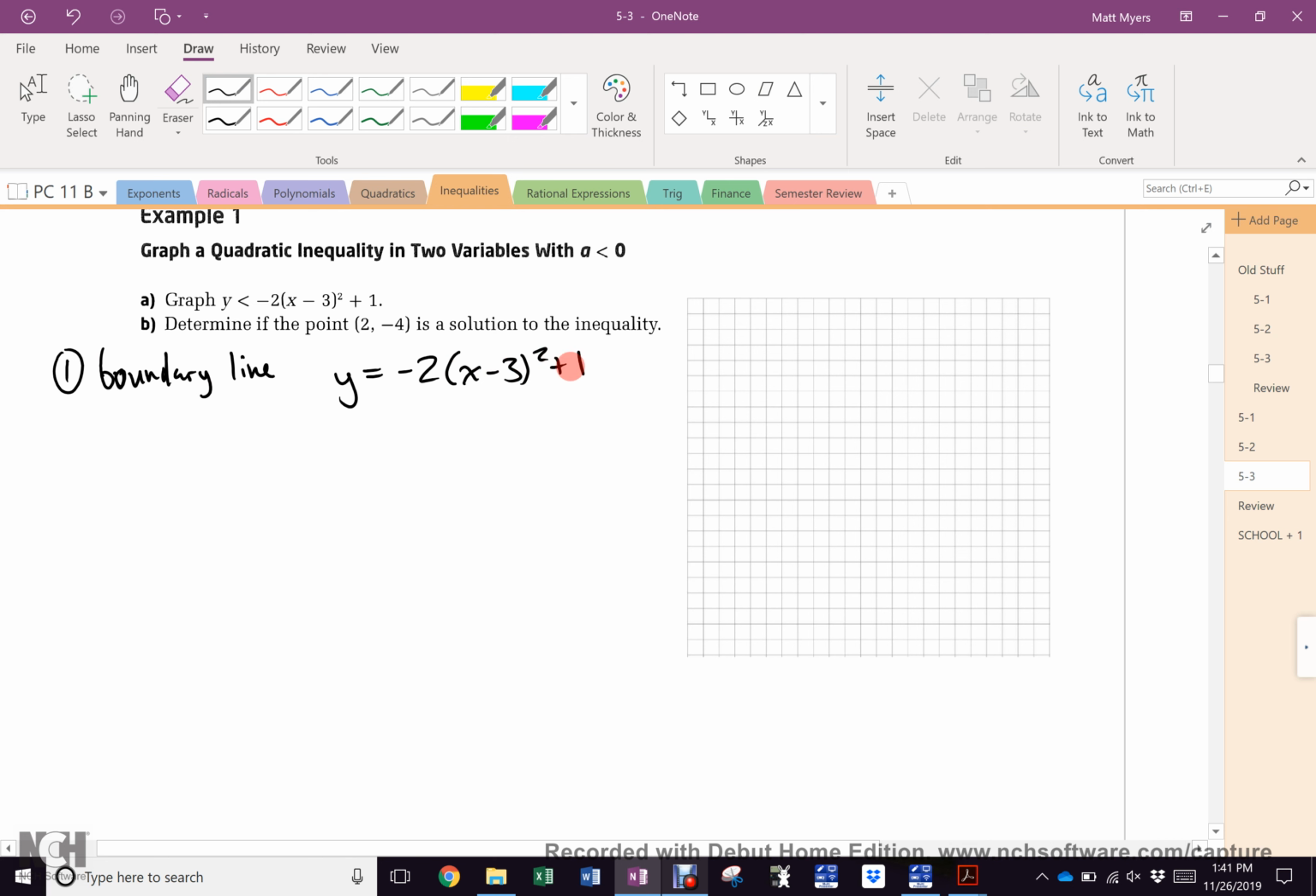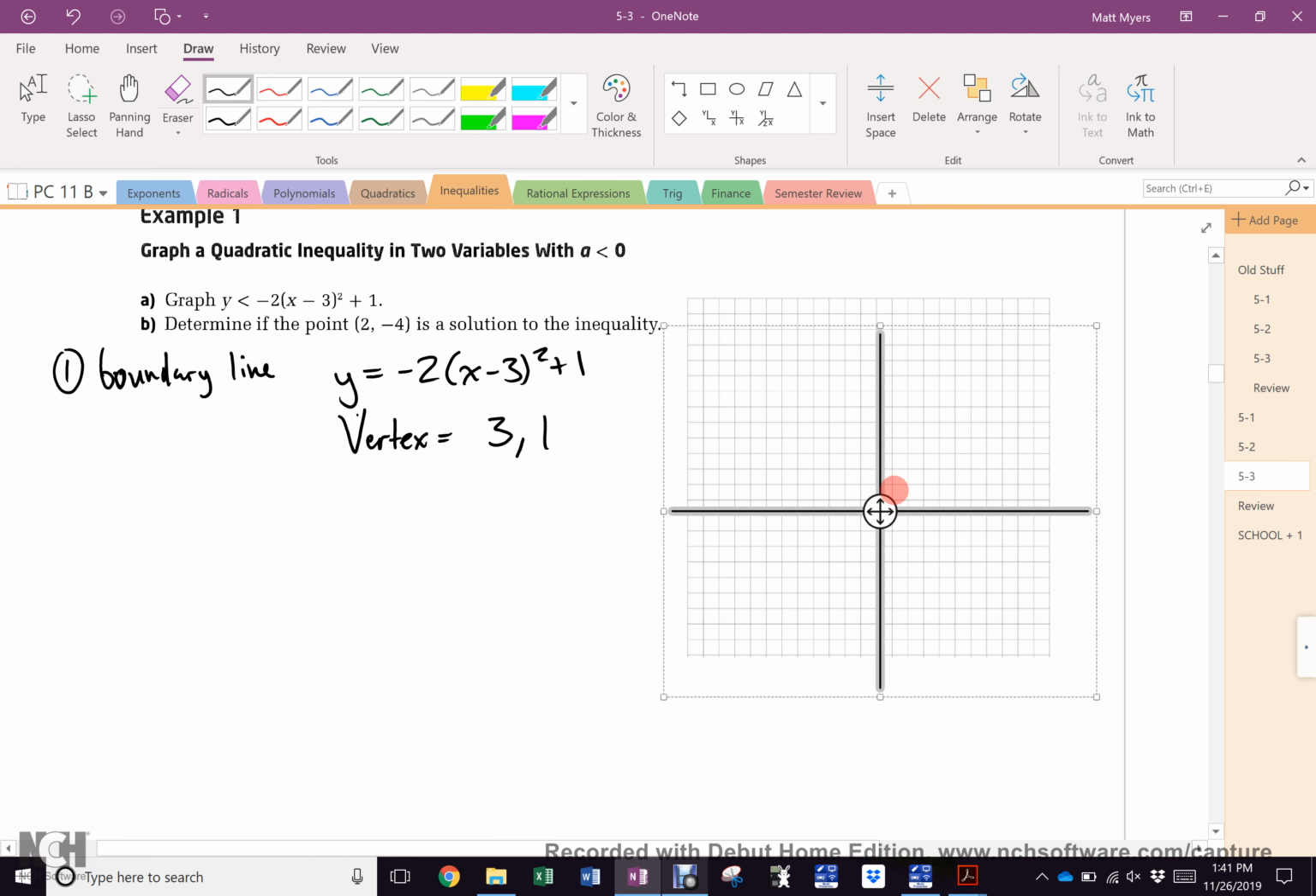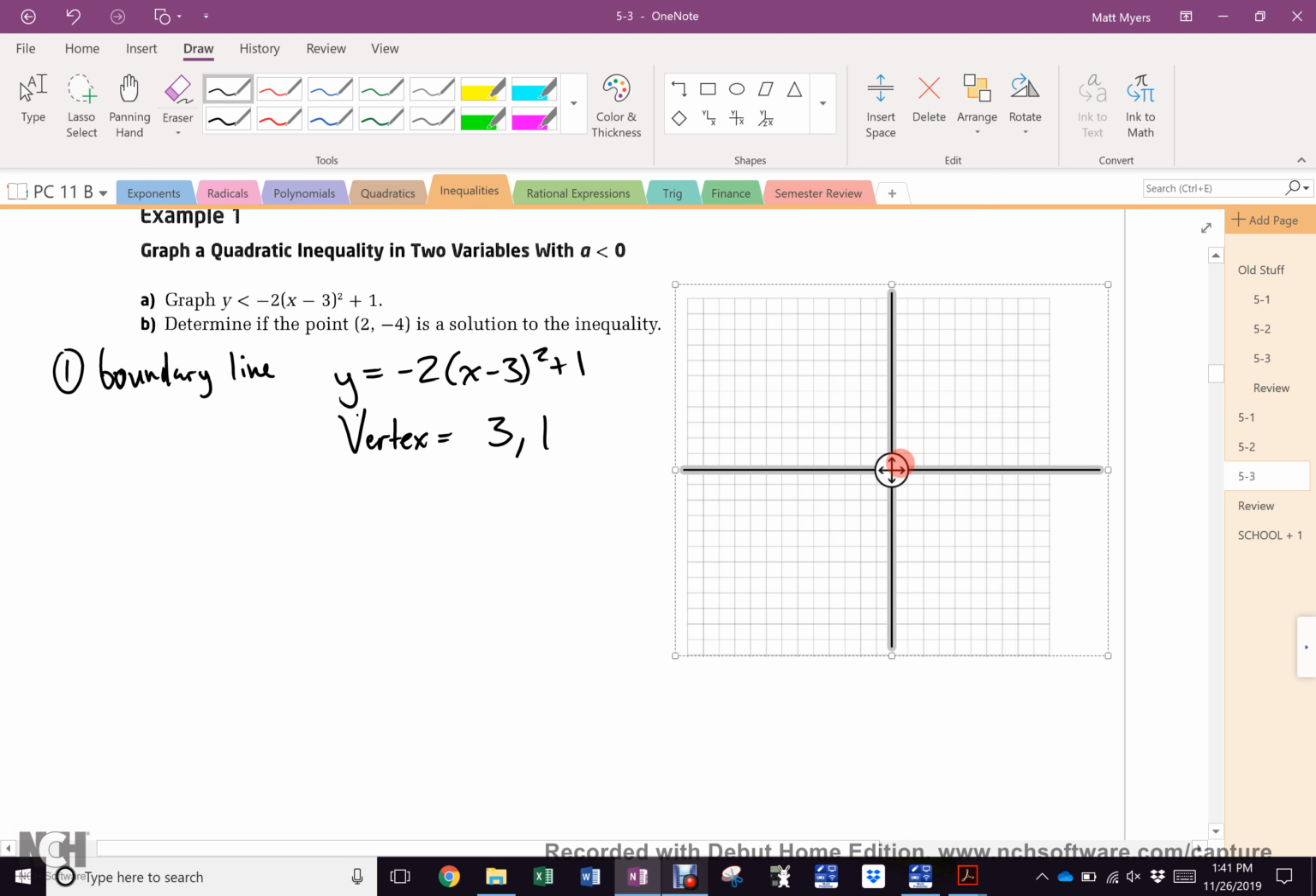I have a lot of ways I can graph that. If I hadn't been in pre-calc 11, could I do a table of values? Yes, but we've been in pre-calc 11. So what are we going to use? Because it's already in what form? Somebody already said it. Vertex form. So do we already know what the vertex is? What is it? 3, 1. So we're going to come over here. We'll put our vertex at 1, 2, 3, 1. Everybody happy?